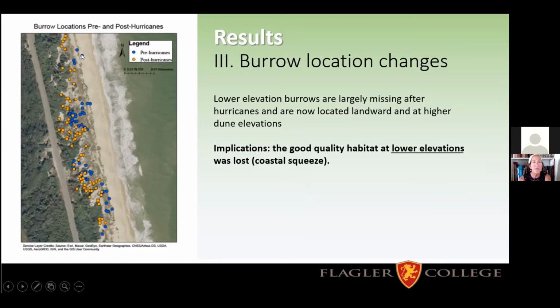They don't burrow in the open sand environment of the beach. They burrow within the vegetated environment or on top of the dunes, but they don't burrow where the high tide can get them. So that means that those burrows no longer exist. In fact, you only see what exists after the hurricanes as the yellow burrows. And so that also indicates a movement of the gopher tortoises landward away from the eroded area of the coastal strand ecosystem. So there was likely some good quality habitat at lower elevations that was also lost and also implies coastal squeeze.